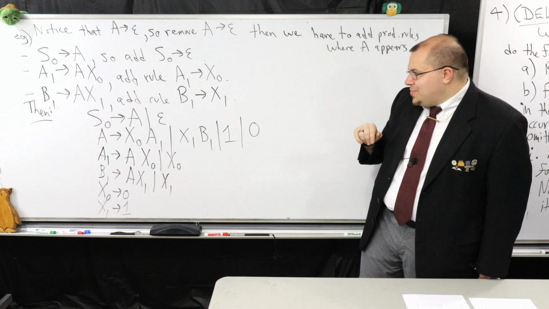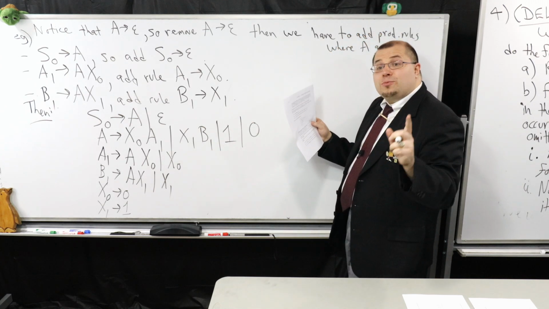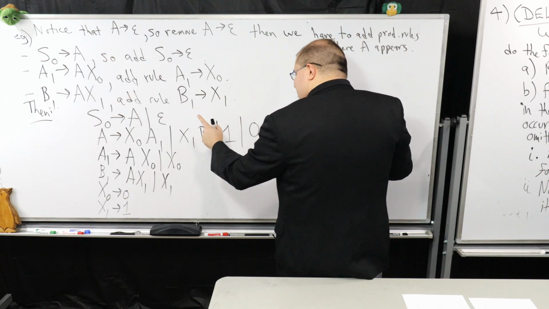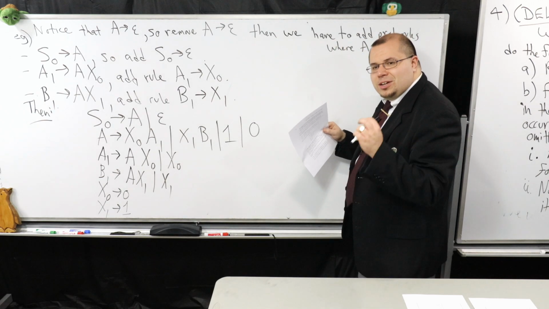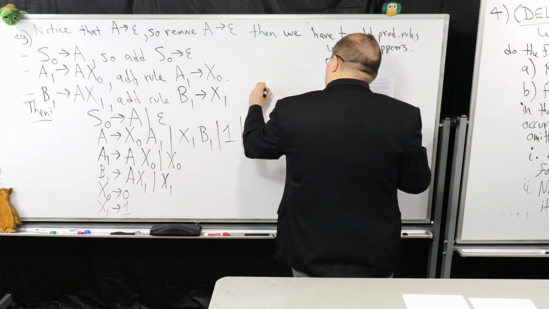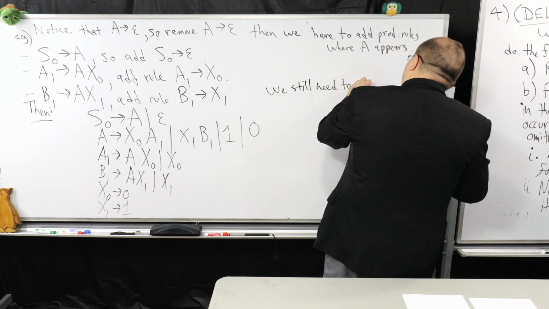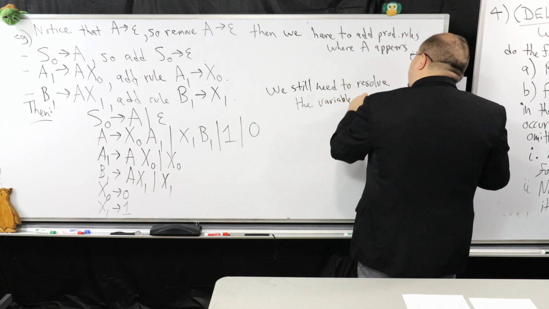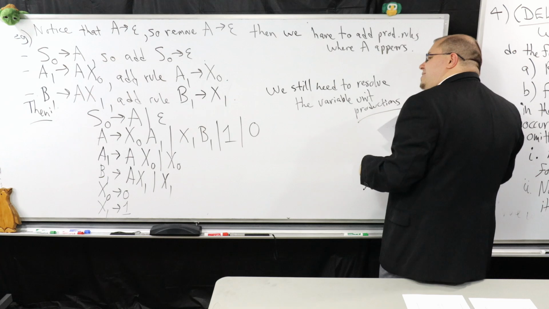Is that clear, everybody? So now I've gotten rid of all the epsilon productions, but there's really just one step left, and we're going to do that next time. Notice that there's still one other issue. If I look at some of these, I have an X0 and an X1 here. Those are variables, right? They need to be terminals in the Chomsky normal form. So we still need to resolve the variable unit productions. Those we still have to deal with, so we'll deal with those next time, okay?